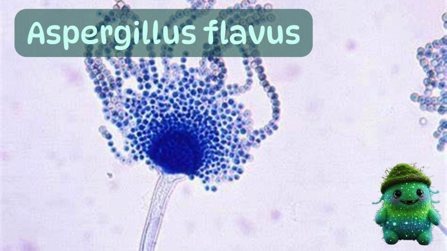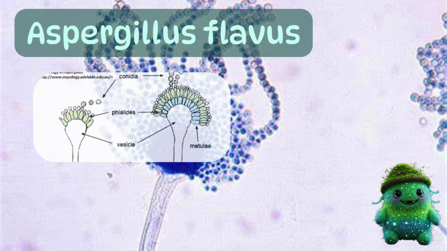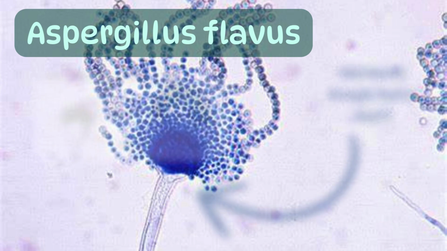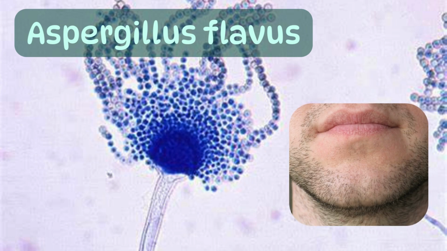Similar in size and appearance to Aspergillus niger on the cotton blue prep, its conidia are lighter in color. It's known for having both uniseriate and biseriate conidiophore heads, or vesicles. Hallmark is a rough to spiny conidiophore shaft. It kind of looks unshaven.